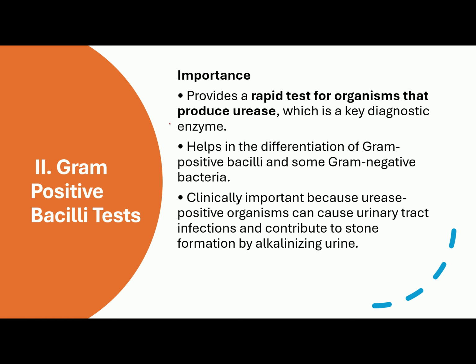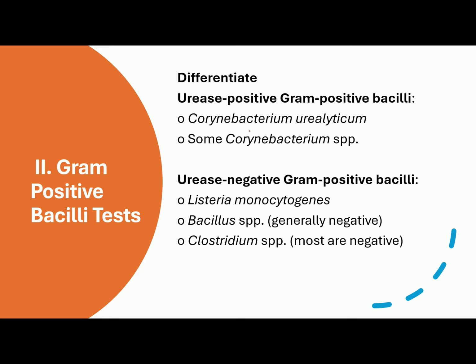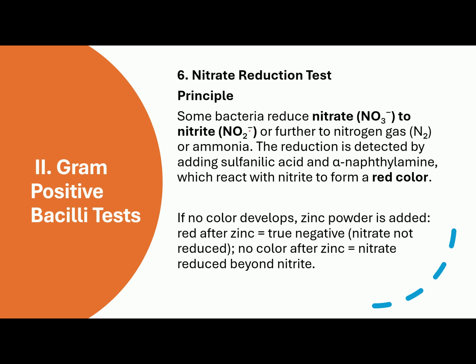Common ang urease-positive bacteria, class, to cause UTI and contribute to stone formation by alkalinizing urine. So, used to differentiate urease-positive gram-positive bacilli, Corynebacterium urealyticum, and some Corynebacterium species. Urease negative are your Listeria, Bacillus species, and Clostridium species.